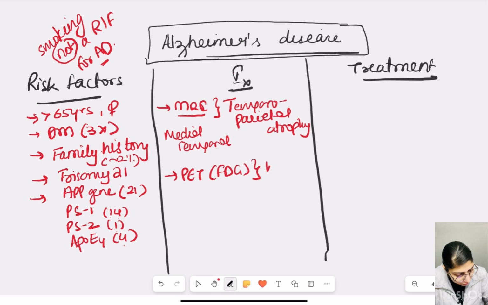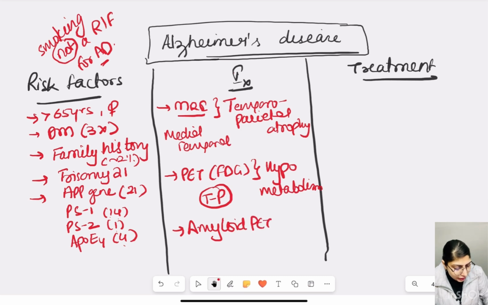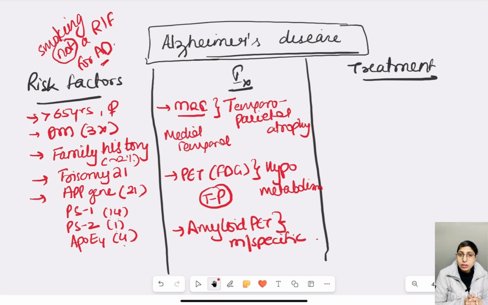If we talk about PET, so when we say PET, we mean an FDG PET. There will be a hypometabolism in the temporoparietal area. Now, amyloid PET is a very specific investigation for AD, more specific, right? It finds out the amyloid deposits. We'll talk about the pathogenesis also, but amyloid PET is a very specific investigation for Alzheimer's.